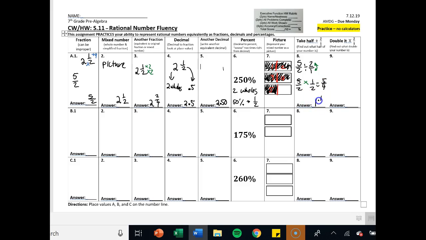It's 1 and 1/4. For doubling it, it might be easy just to take 250% and add it to itself, either times it by 2 or just add it twice. And notice you get 500%. Make sure you put the percent sign because 500 is way different than 500%.